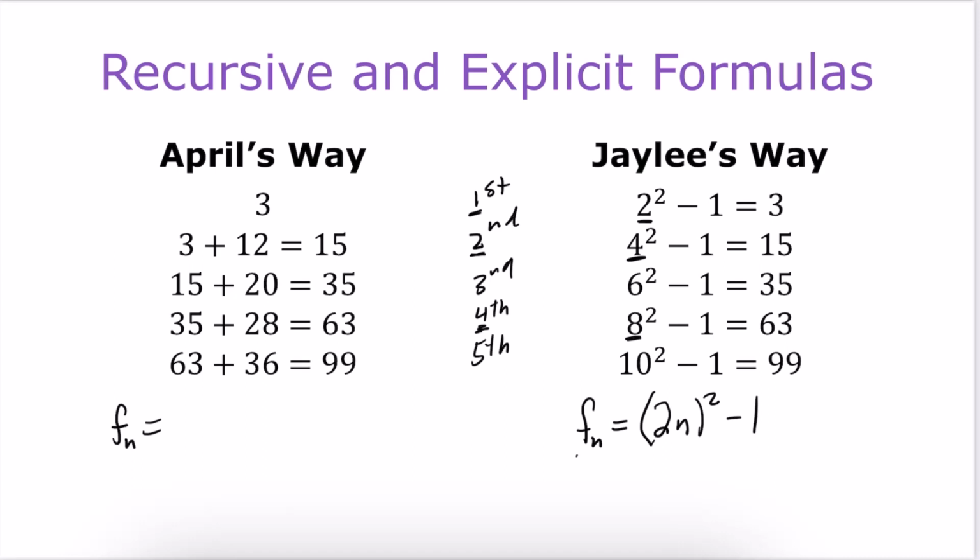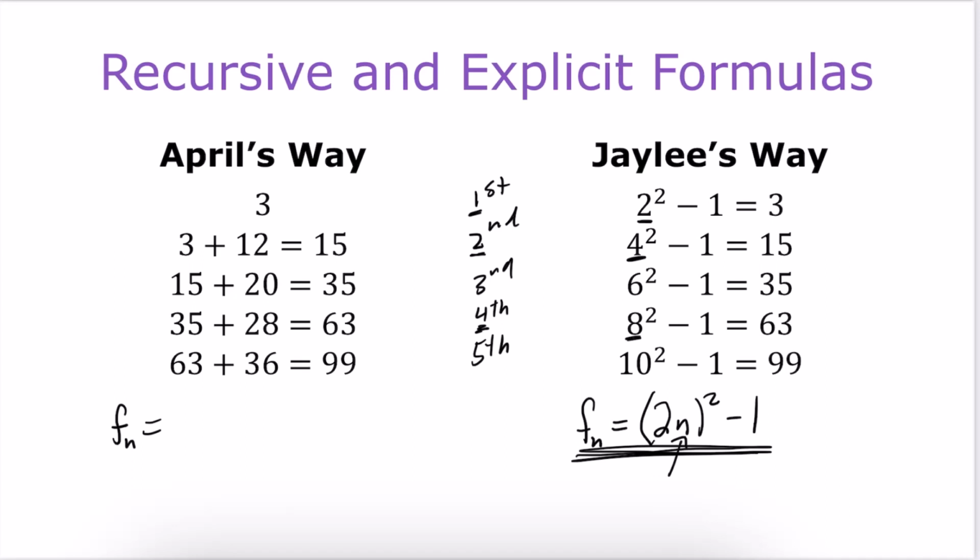This is an explicit formula because you could figure out what the 100th term is without needing to know what the 99th term is. You would just plug 100 into n. So you'd say 2 times 100 is 200, then you would square that, which I think would be 40,000, and then subtract 1. So the 100th term would be 3,999, if I did my math right. So my formula is an example of an explicit formula.